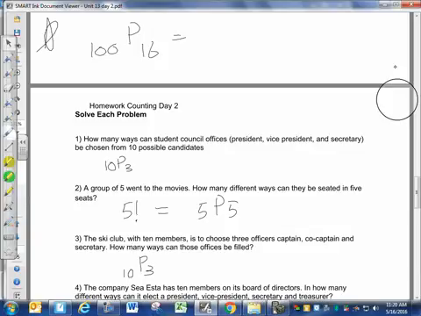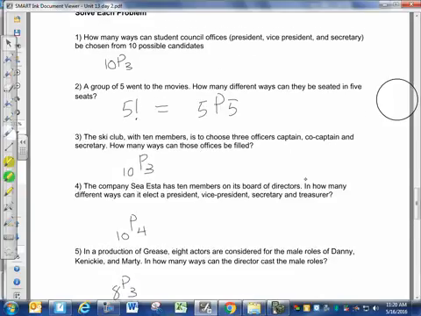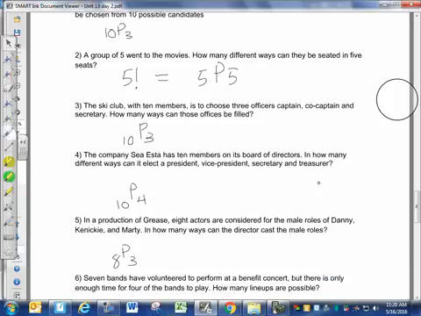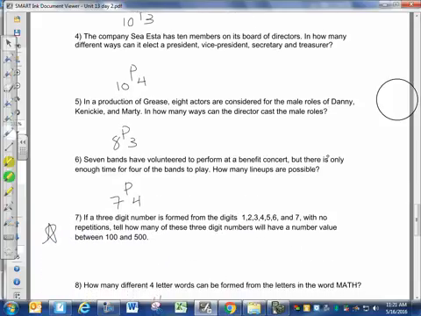Choose 3 people from 10 possible selections for 3 different things, 10P3. A group of 5 went to the movies. How can they be seated in 5 seats? 5P5, same as 5 factorial. Same as number 1, we're just choosing a captain, co-captain, and secretary, 10P3. The company has 10 members on its board. How many can be selected for president, vice president, secretary, treasurer? 10P4. Grease, 8 actors choosing the roles of Danny, Kenickie, and Marty, 8P3.